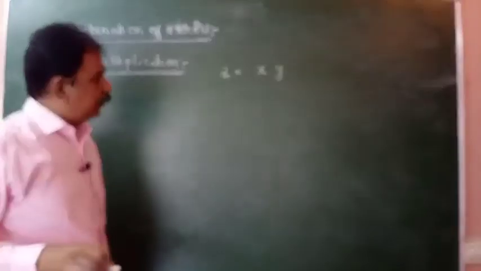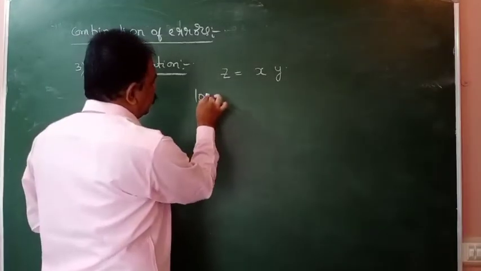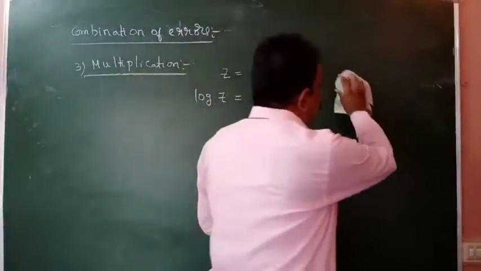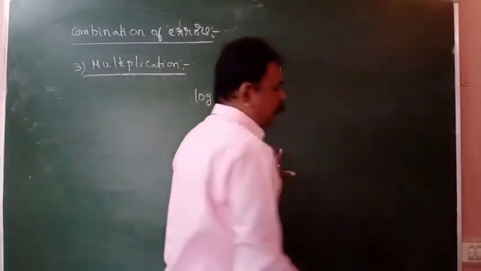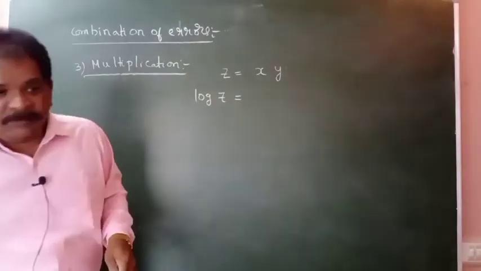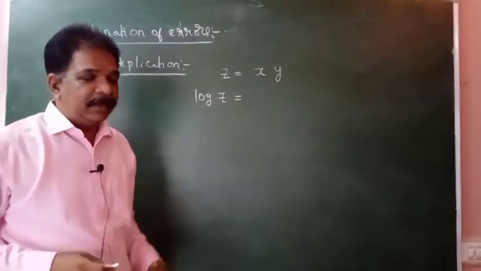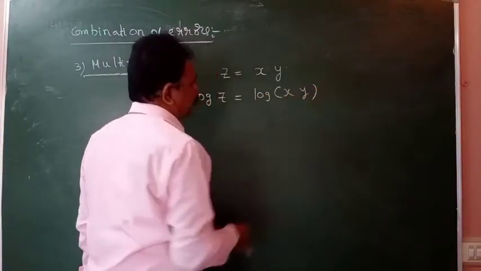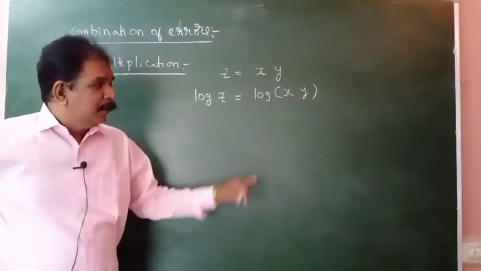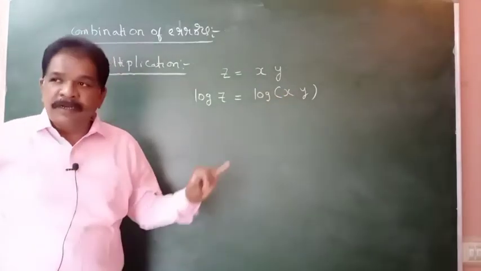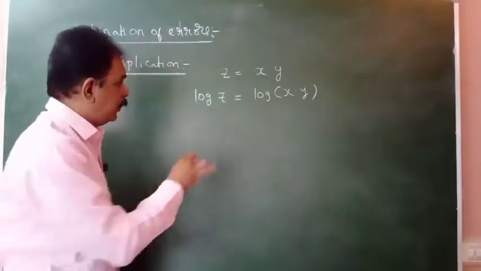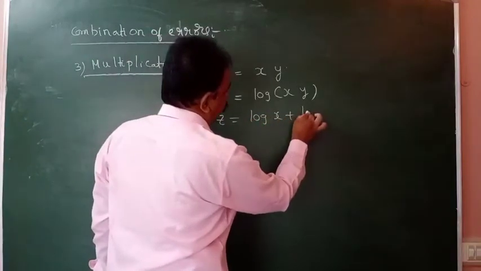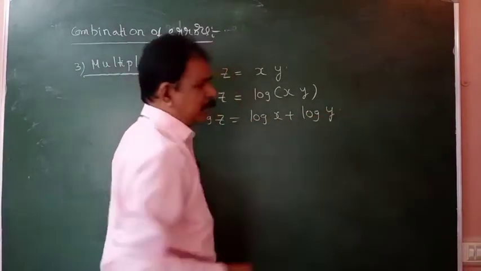For this, we have to take logarithms on both sides. If you have an idea, try to remember, try to understand. Otherwise, just remember, the logarithms chapter and differentiation chapter will also start for you, then you will get more clarity on this. Log z is equal to log xy. Log xy means log x plus log y. You have to write like that.